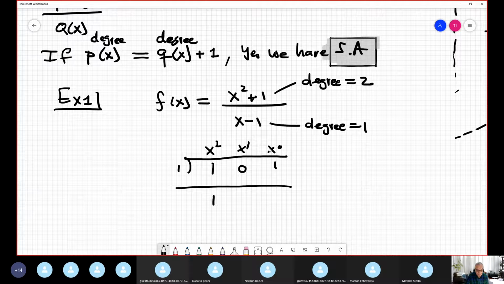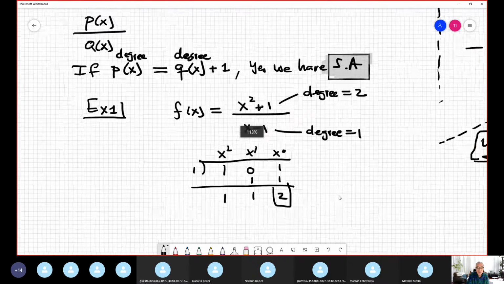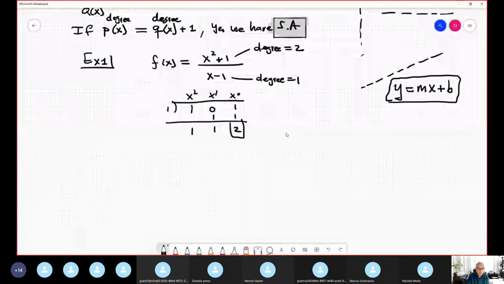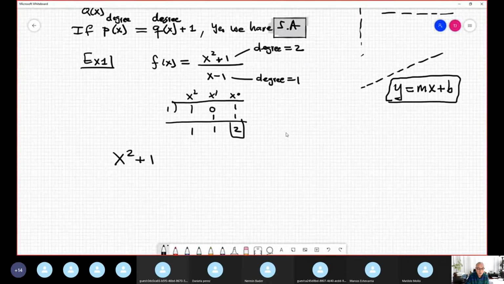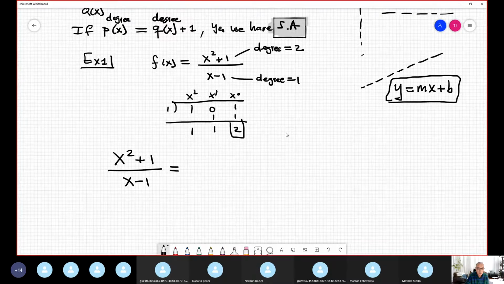Bring down 1. 1 times 1 is 1. 0 plus 1 is 1. 1 times 1 is 1, sorry, and 1 plus 1 is 2. So when you have no 0 here, it's because the factor x minus 1 doesn't divide this. So we can write this division, x squared plus 1 divided by x minus 1, like the quotient part, x to the 1, x to the 0, so it's x plus 1, plus 2, the remainder divided by the divisor.